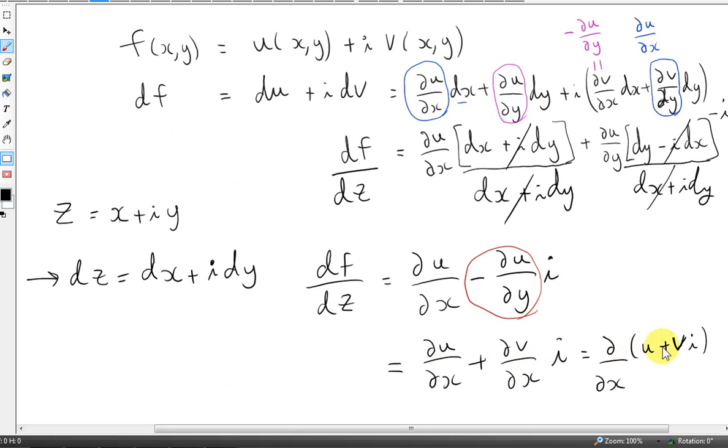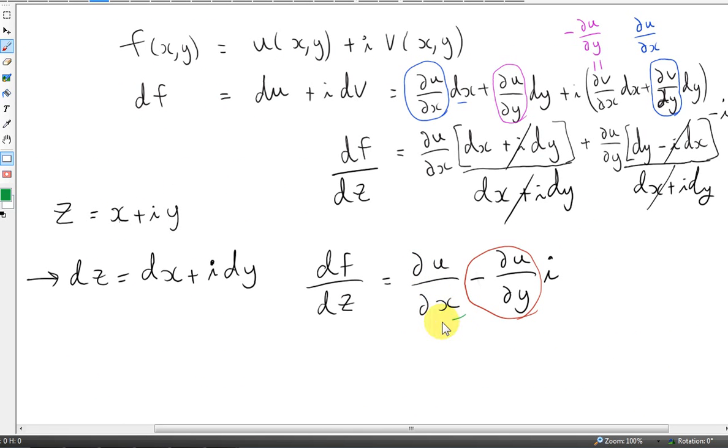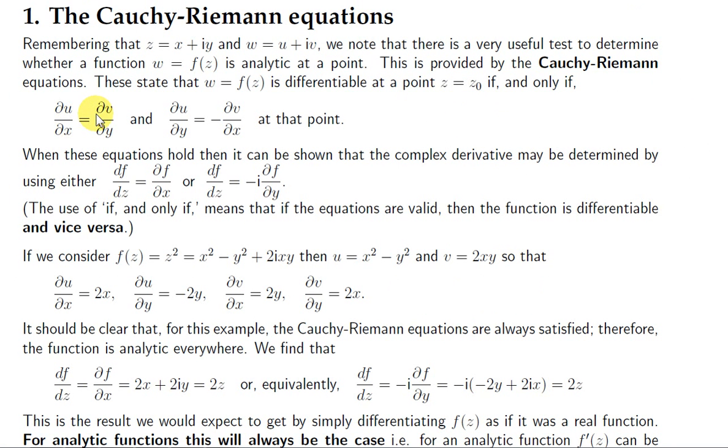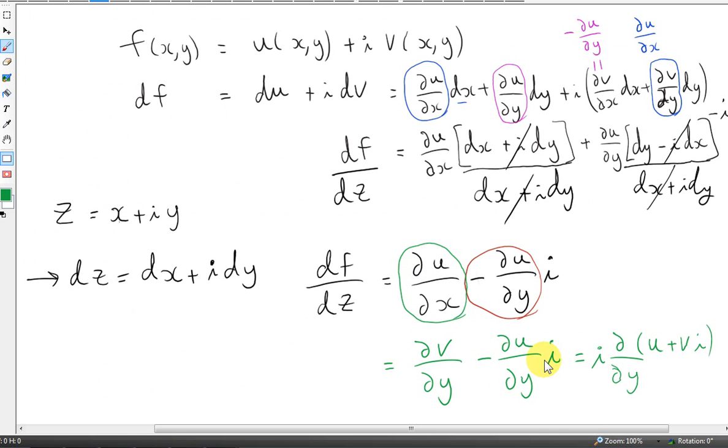But this is just a derivative with respect to x of u plus vi, which is just the derivative of f with respect to x, since f is u plus vi. So that's this result here. We can also show that df/dz is minus i times df/dy. This time we replace du/dx using a Cauchy-Riemann equation. We can use this Cauchy-Riemann equation here to replace du/dx with the partial derivative of v with respect to y. We can write this like this here.